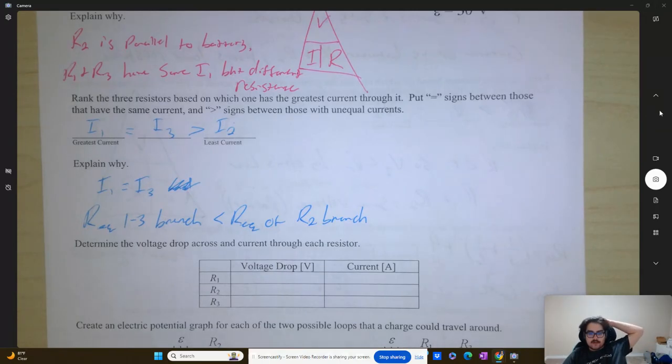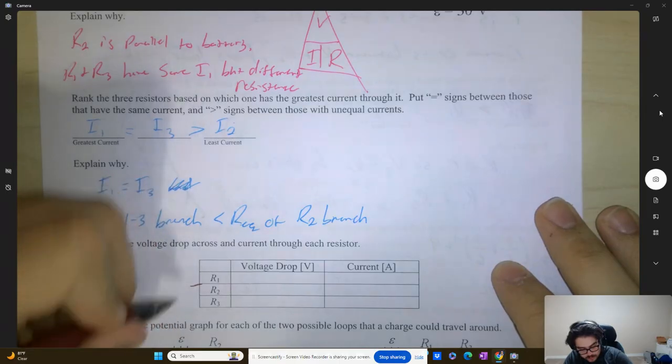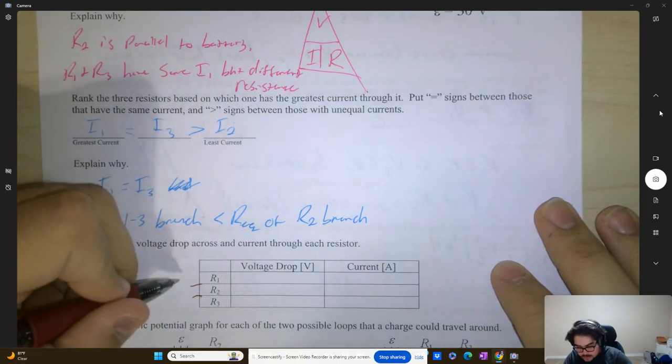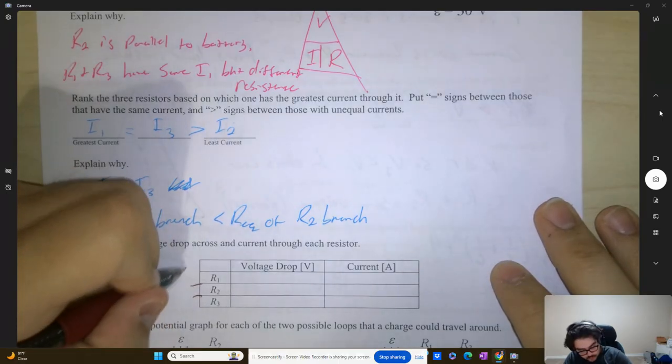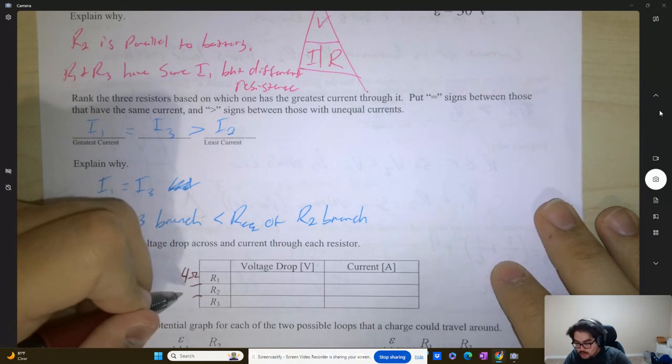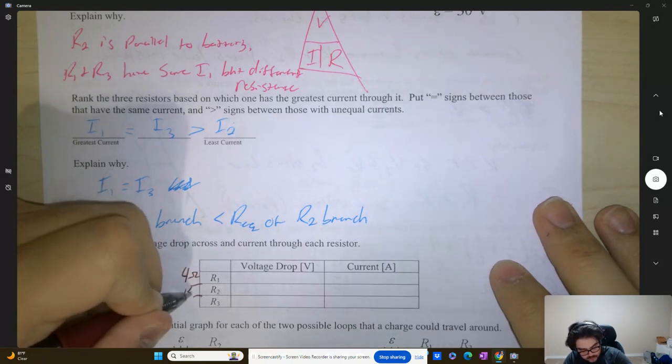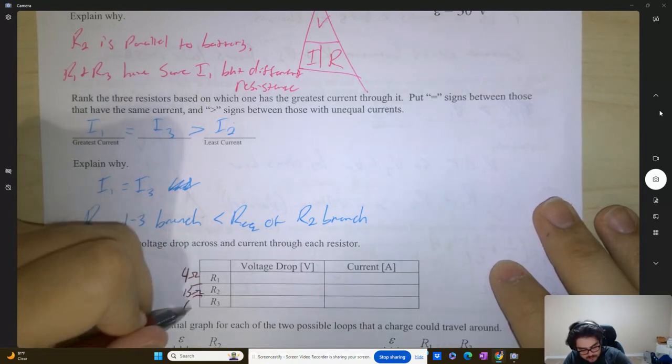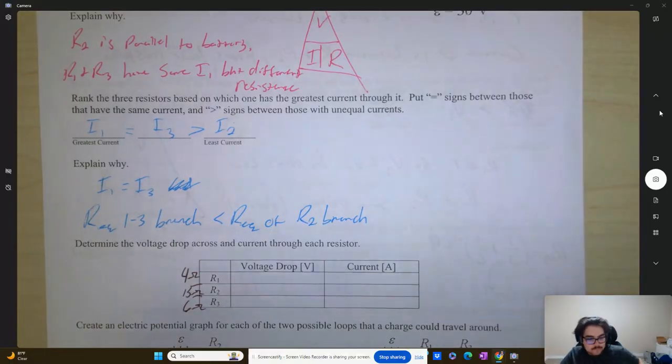Determine the voltage drop and current through each resistor. Again, this is just another practice in doing that. R1 is 4 ohms, R2 is 15 ohms, and then R3 is 6 ohms.